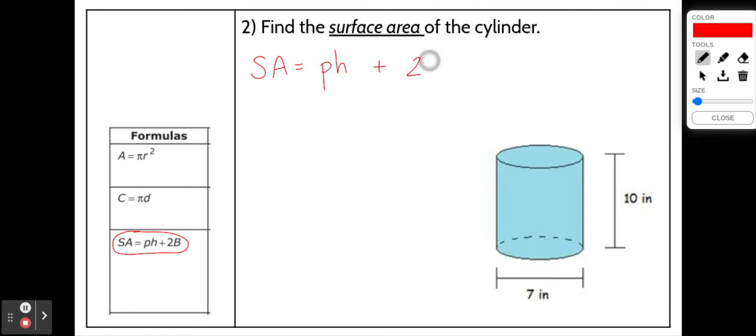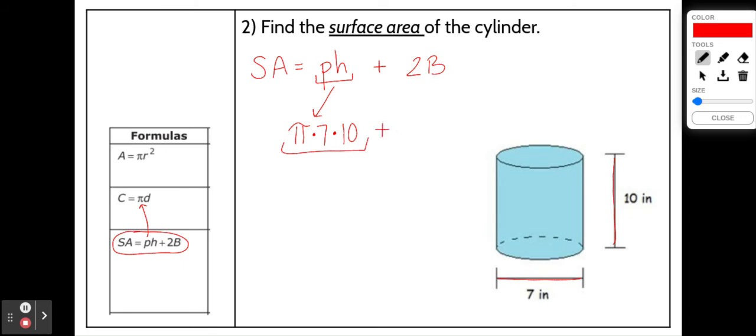plus 2b. Okay, remembering that pH, perimeter times height, that's the tube. And remember, perimeter is distance around, and we're going around a circle, so we're going to use circumference. So that's pi times diameter. The diameter here is 7. And then we want to multiply it by the height, and the height is 10. So pi times 7 will give me the length of the tube when I lay it out as a rectangle, and the width is the 10, that's the height. So here we've got the tube.